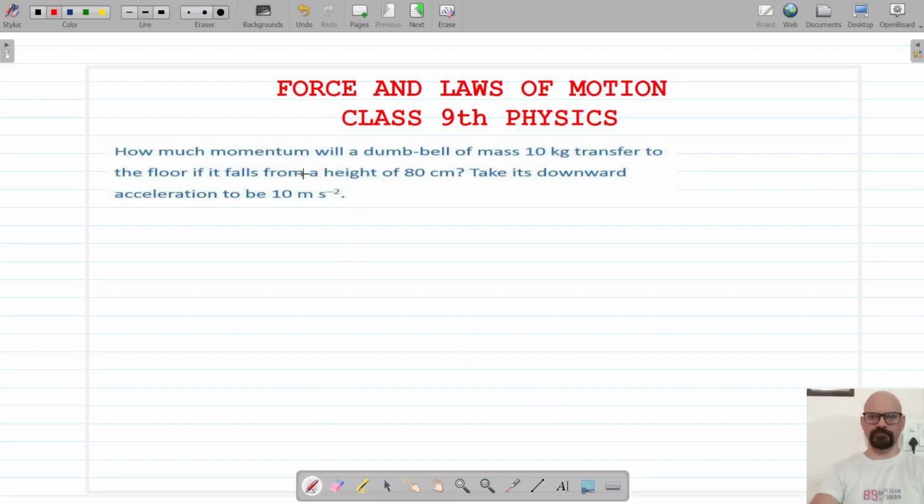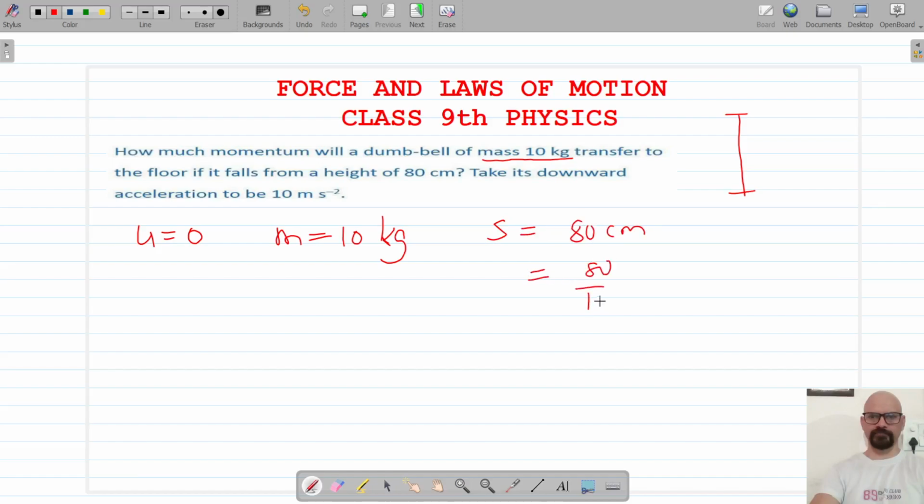Okay, the next question is: how much momentum does a dumbbell of mass 10 kg transfer to the floor if it falls from a height? So mass is 10 kg. That means the initial velocity was 0, and it falls from a height of 80 centimeters. So this is the distance covered, which is equal to 80 centimeter. Let's convert it to meter: 80 divided by 100, that is 0.8 meter.